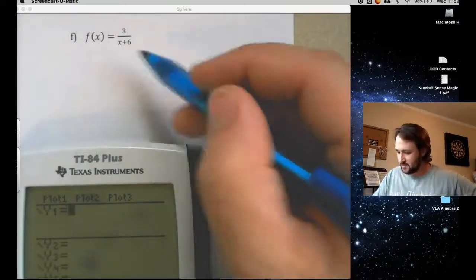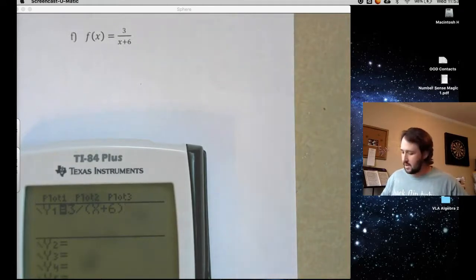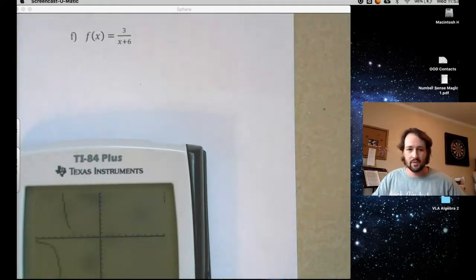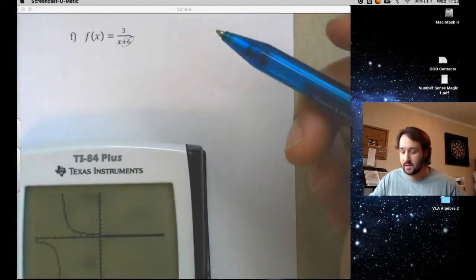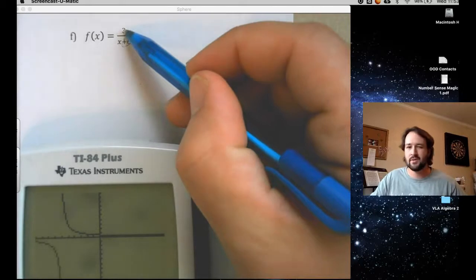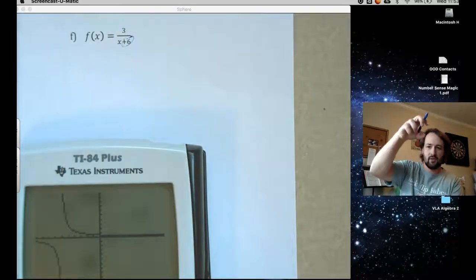All right, so last one, 3 over x plus 6. Remember, put your x plus 6, your entire denominator, inside that parentheses. You can graph it. You can see what the graph looks like. So it looks like it has moved to the left 6. That's what that plus 6 does. The 3 just multiplies the y's by 3, so it stretches it out in the y direction.